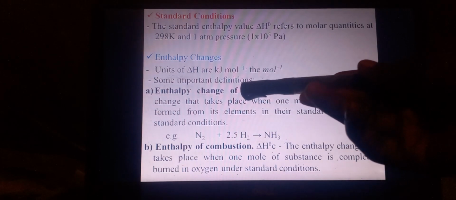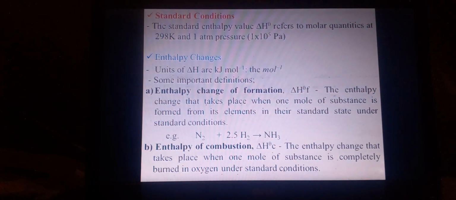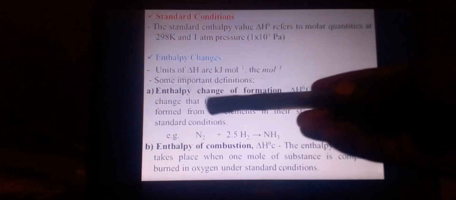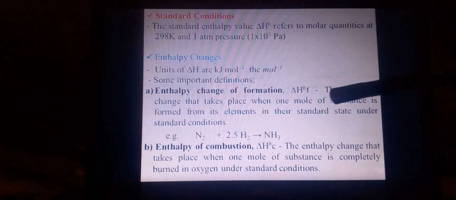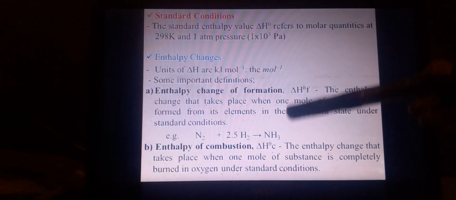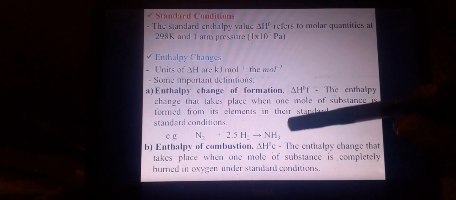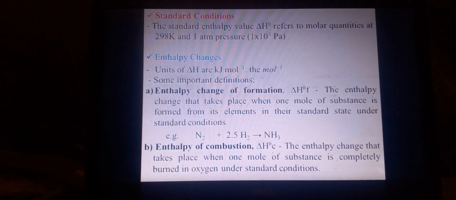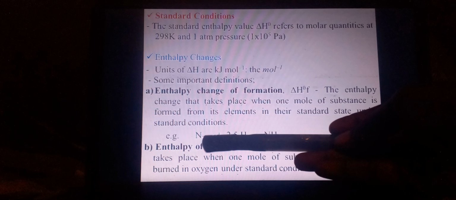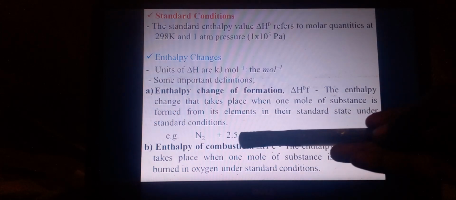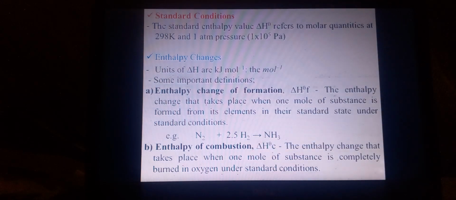Then we have some important definitions under energy changes. We are going to consider various definitions under enthalpy changes. The first one is enthalpy change of formation. What is enthalpy change of formation? This is the enthalpy change that takes place when 1 mole of a substance is formed from its elements in their standard state under standard conditions. For example, they are showing formation of ammonia gas, where we combine 0.5 moles of nitrogen plus 1.5 moles of hydrogen gas to form 1 mole of ammonia gas.